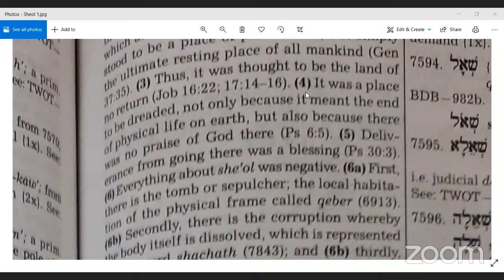Right. So 4. It was a place to be dreaded, not only because it meant the end of physical life on earth, but also because there was no praise of the Most High there. Let's talk about this. Okay. Why would this place be dreaded? And do we agree with this?